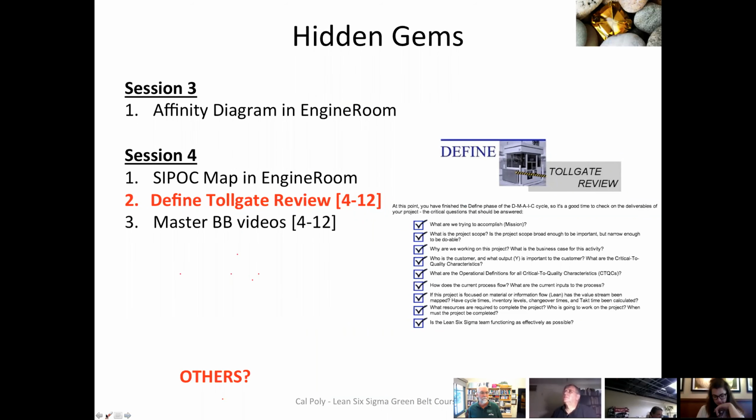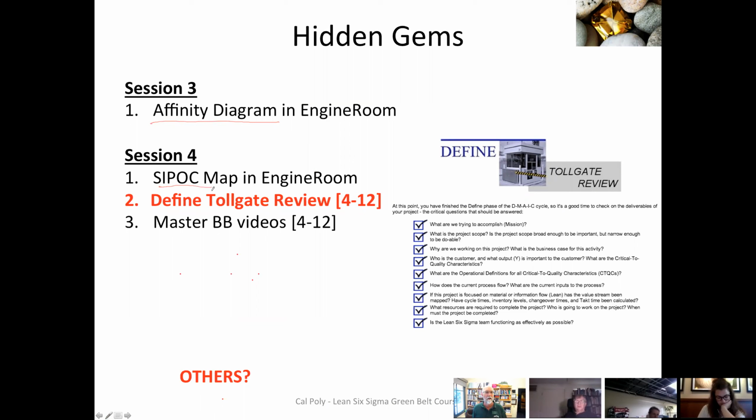So the gem I want to talk about was affinity diagrams. An affinity diagram is something you use after you've brainstormed a list of items, maybe potential problems or potential solutions. What you want to do is group those, and an affinity diagram is a way to group items from a brainstorm into discrete categories. Engine Room has the functionality to do that, so you might want to check that out. There's also the capability to do SIPOC diagrams in Engine Room.